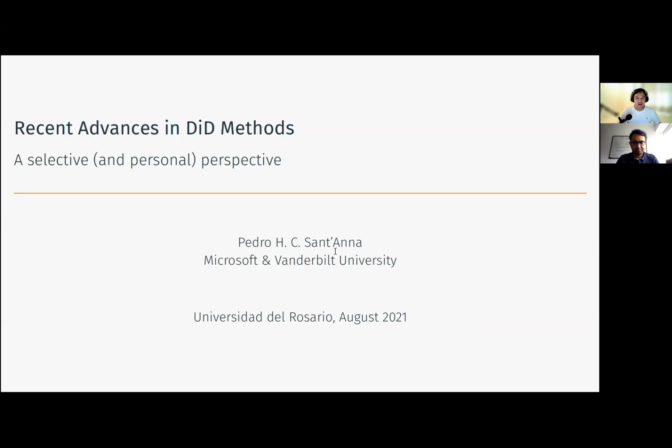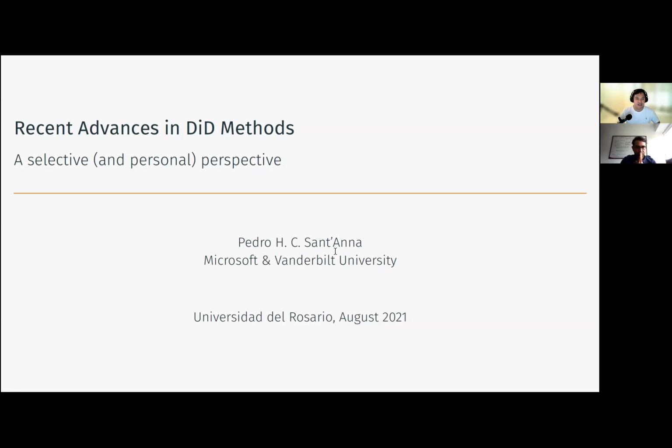So before I start, going into the material, I want to give you some disclaimers. This is a very selective and personal perspective. Many reasonable people may disagree with the way I take this literature. So do not take my word as the absolute truth here. I have a lot of horses in this race, so take that into account when listening to what I have to say.